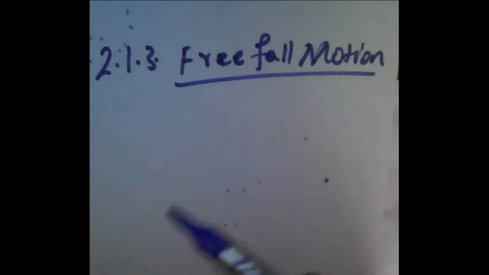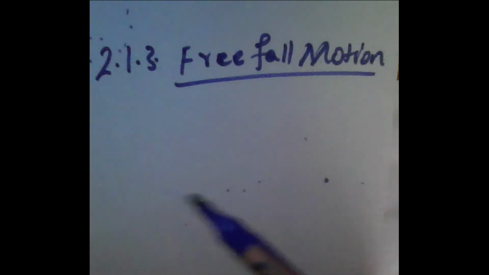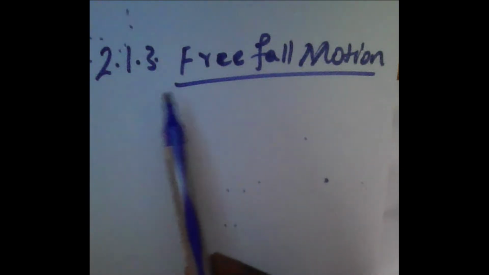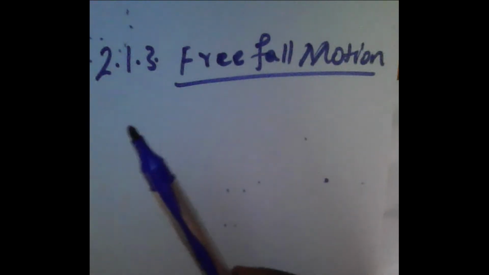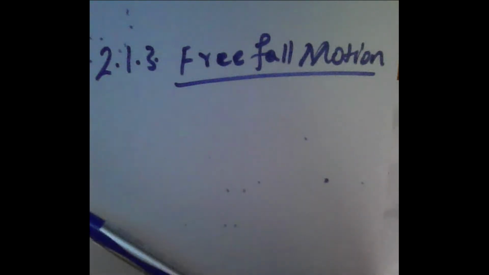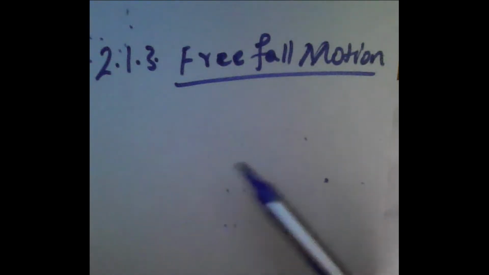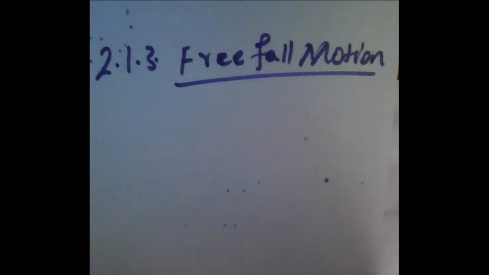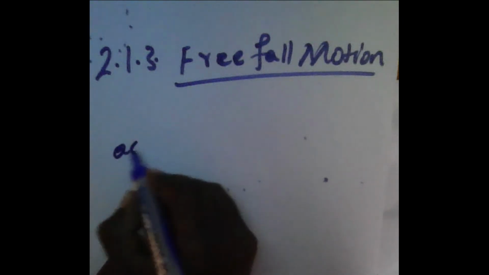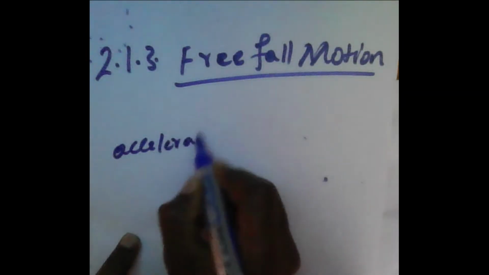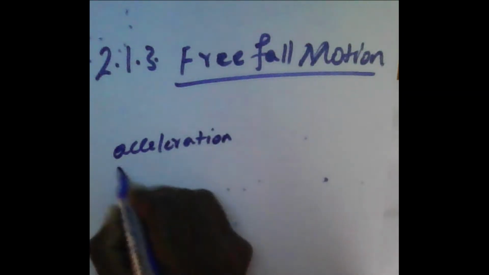So free fall motion is the motion of an object near the surface of Earth under the only control of the force of gravity. In free fall motion, we have to consider the acceleration. It varies.